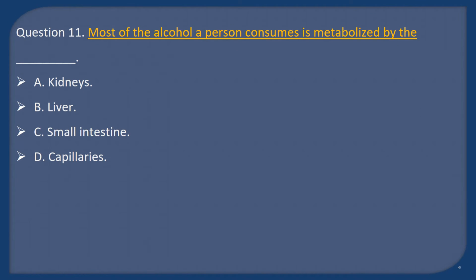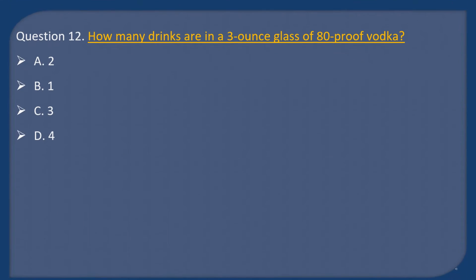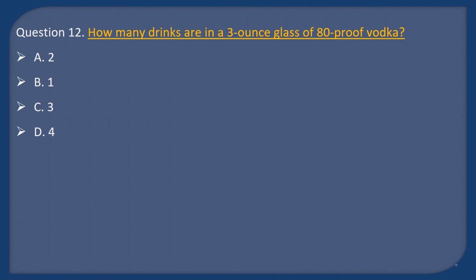Question 11. Most of the alcohol a person consumes is metabolized by the: A. Kidneys, B. Liver, C. Small intestine, D. Capillaries. Question 12. How many drinks are in a 3-ounce glass of 80 proof vodka? A. 2, B. 1, C. 3, D. 4.